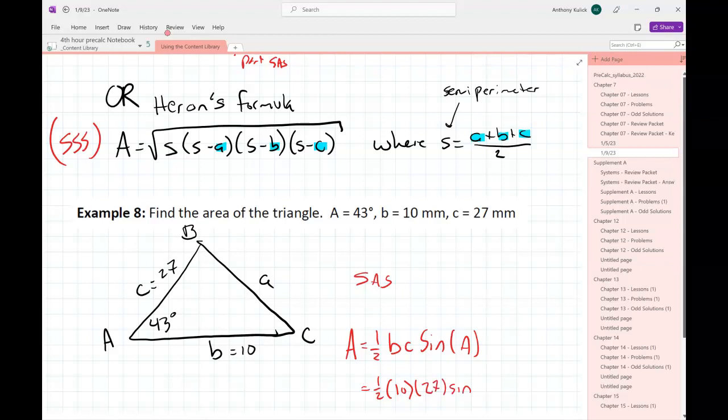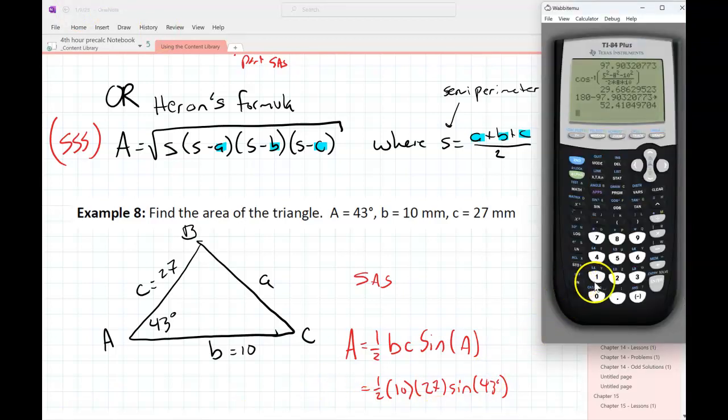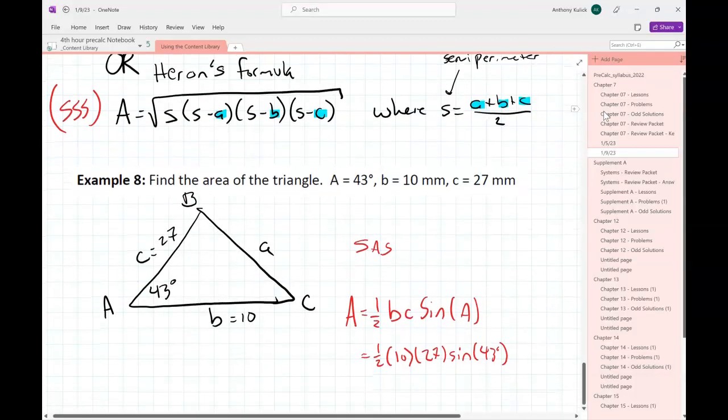Right from jump. Them's like the easiest problems in the world. So 1/2 times 10 times 27 times sine of 43, and I get 92.07.